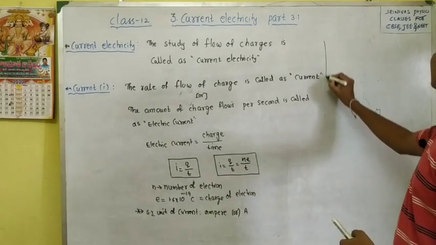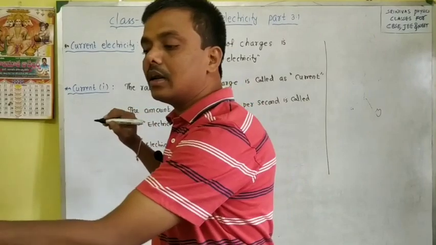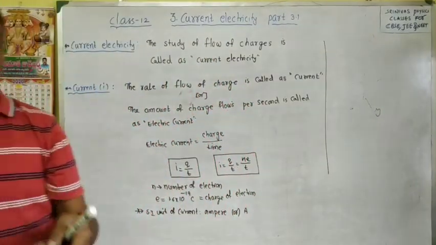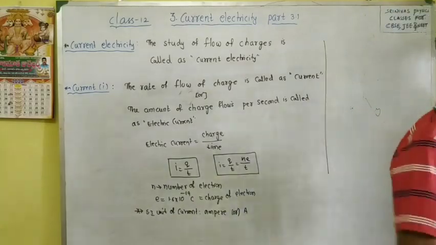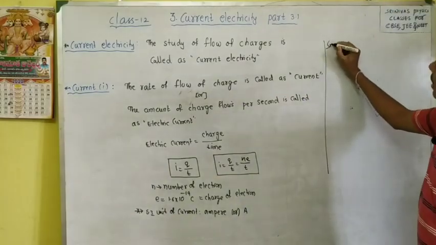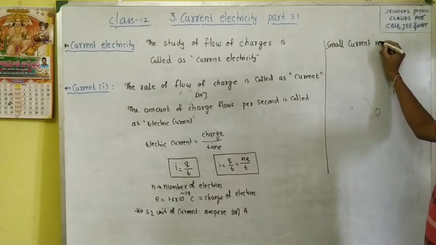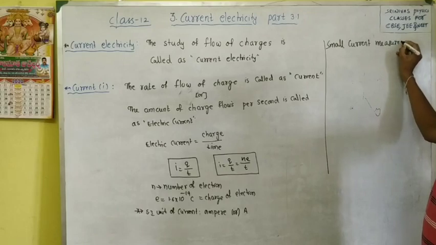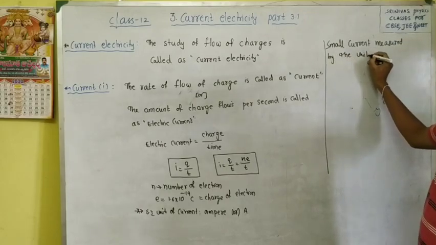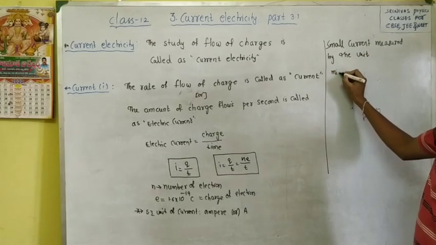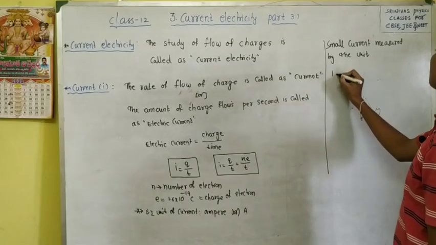And listen here, a small current can be measured in microamperes and milliamperes. Let us see what that small current is. Small current is measured by the unit milliampere, right? 1 milliampere is equal to how many amperes?